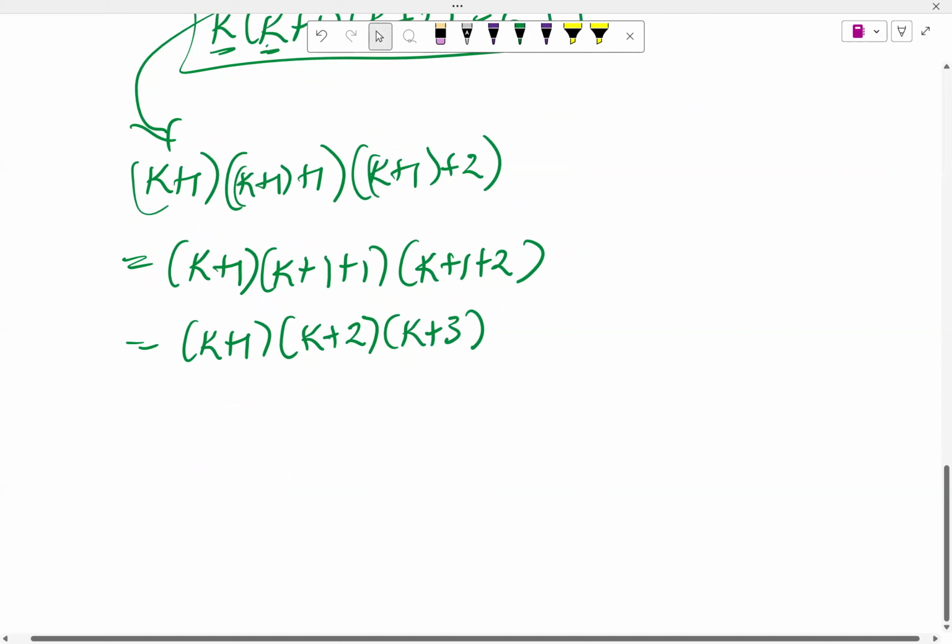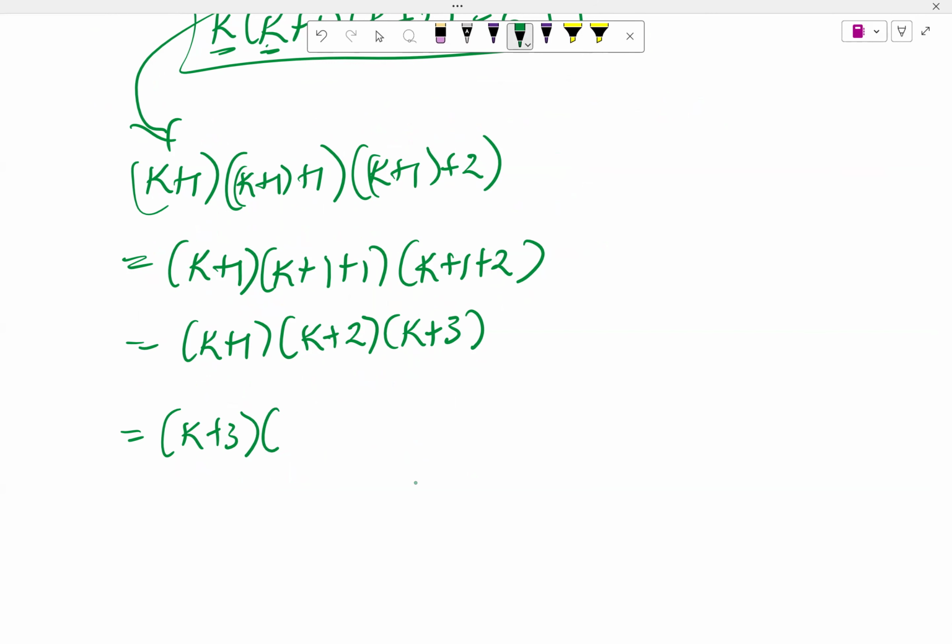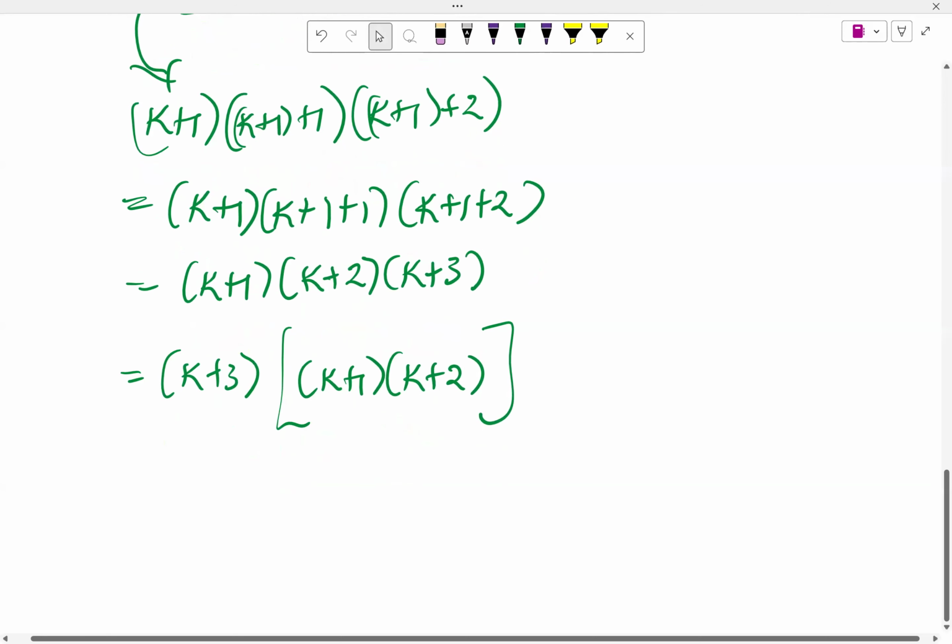So here we have to make a very smart move. The smart move is I want to bring k plus 3 to the back because in the original expression, there was no k plus 3. So what if I bring k plus 3 to the back and I have k plus 3 into k plus 1 into k plus 2? That's some kind of smart move. So I can at least have what I started with and something else which can be shown to be an integer multiple of 6.